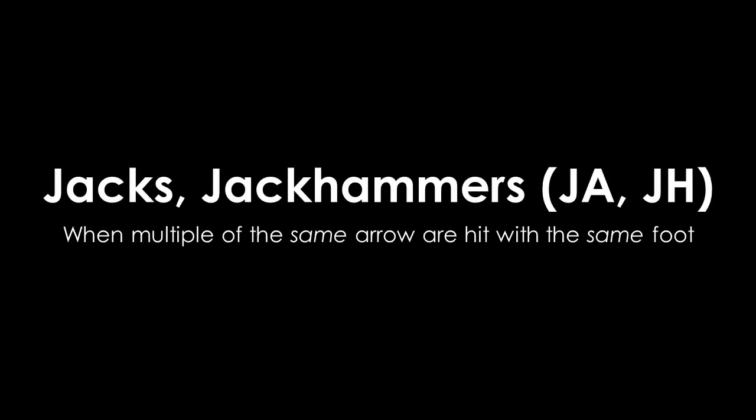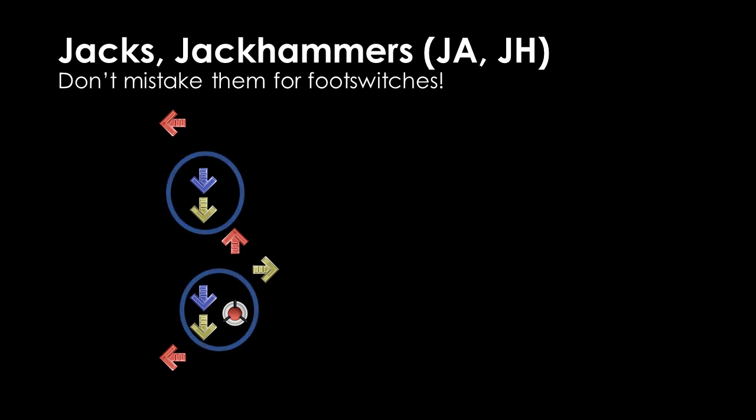Jacks are when multiple of the same arrow are hit with the same foot. This could be for two notes or any number more than that. A problem with jacks is that it's possible to mistake them for footswitches. Take this chart for example. This is an excerpt from Valhalla in Five Guys One Pack. There's two sets of double down arrows. One of them is meant to be played as a footswitch and the other as a jack.